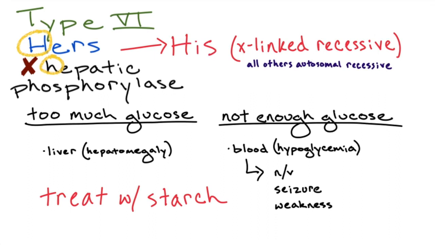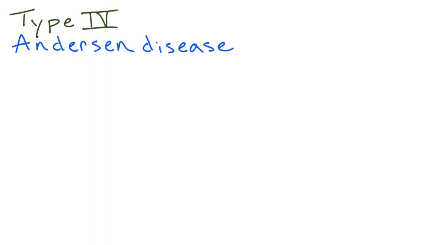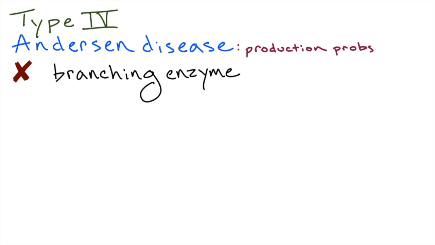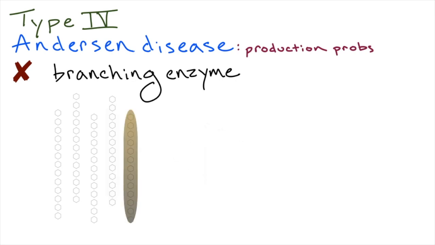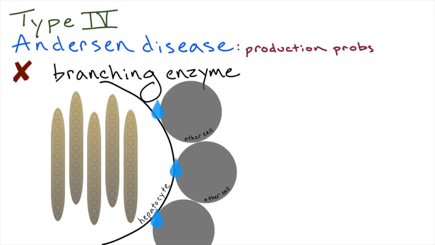Now we can go back to the two GSDs we skipped, and they'll be relatively quick. Type 4, Anderson disease, is a problem not with glycogen breakdown, but with glycogen production, which is still a storage issue. The glycogen cannot be stored efficiently because the deficient enzyme in type 4 is branching enzyme, not debranching, branching. So you end up with long trunks of glycogen, not trees, trunks, which are poorly soluble and draw water into the cell.